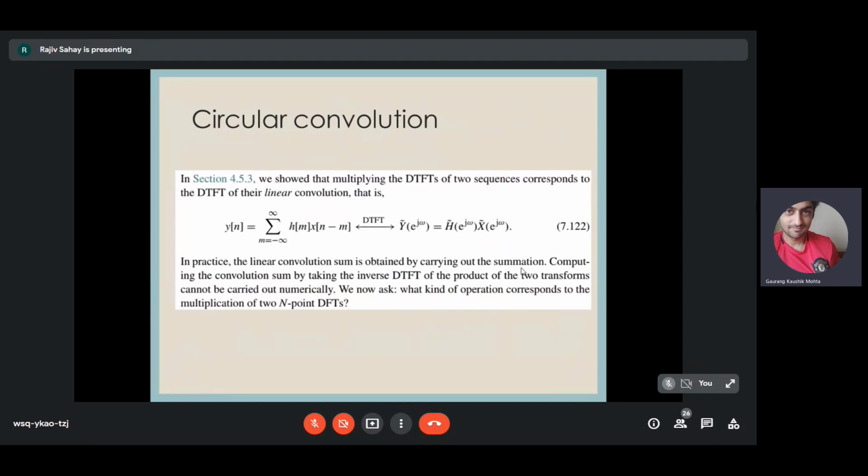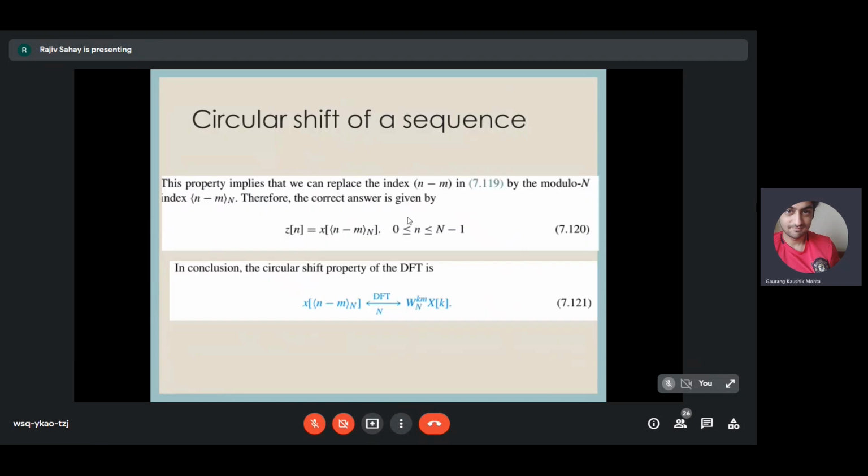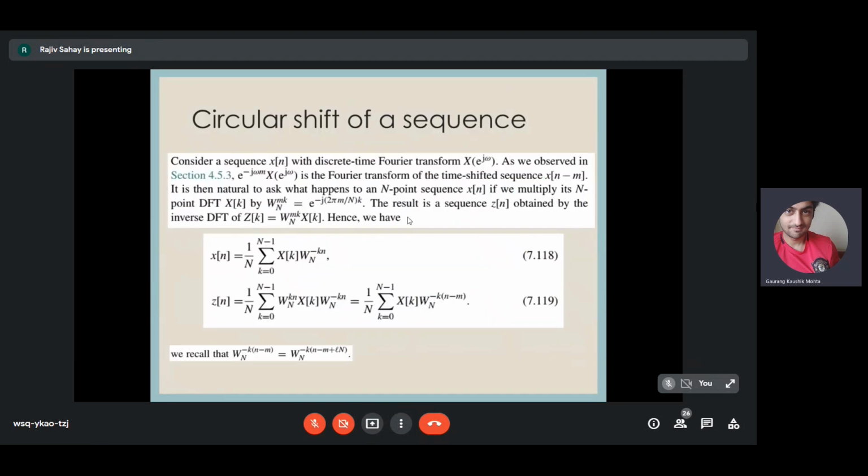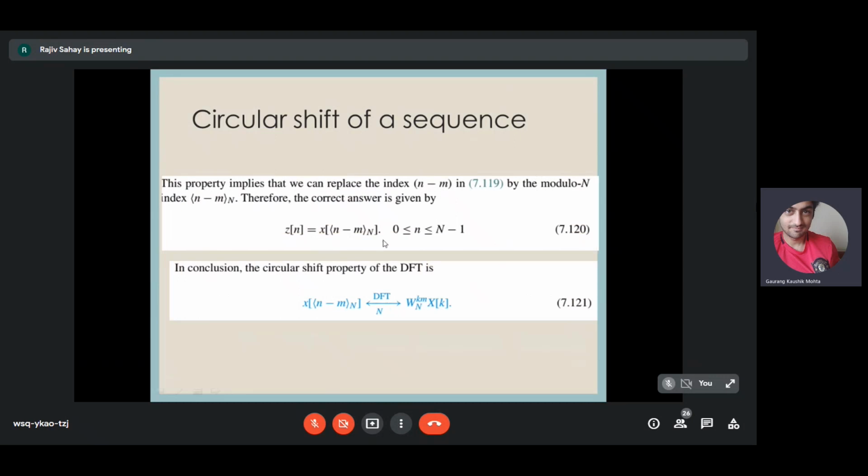So we are asking the question here. We have now seen that z of n, which is obtained like this, can be written in terms of circular shift, and we have this property of the DFT pair. So X[k], if you multiply with this complex coefficient W_N^{km}, then you get x of (n minus m) modulo N sequence in discrete time.